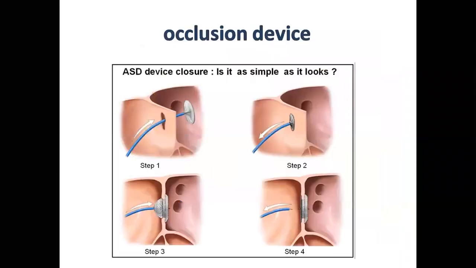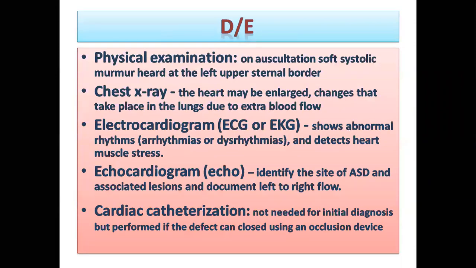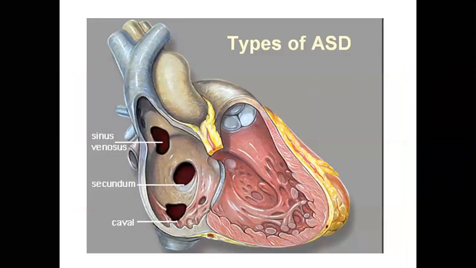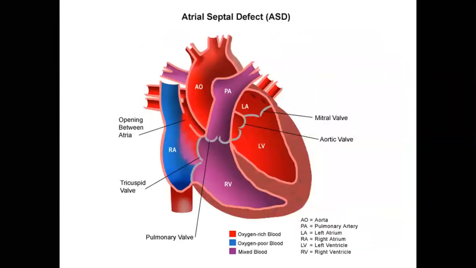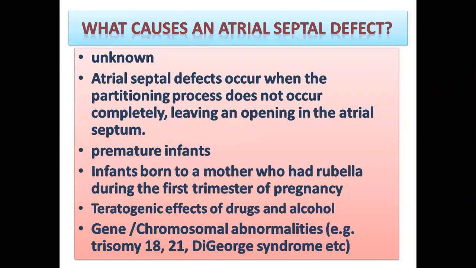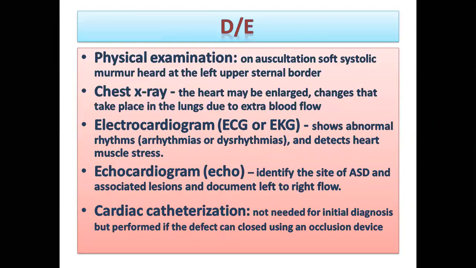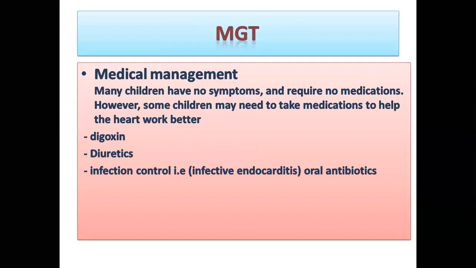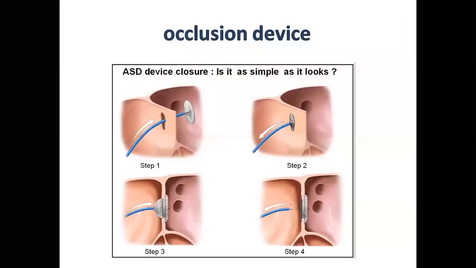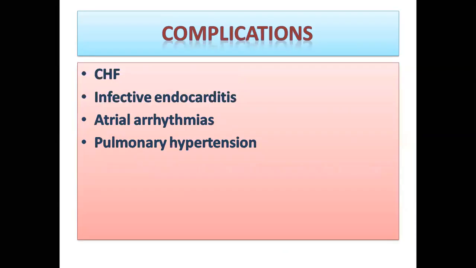So in today's class we saw atrial septal defect: what atrial septal defect is, the types, the causes, then signs and symptoms, diagnostic evaluation, management, medical and surgical, as well as complications. Over this concept, first and foremost, we want to look at the nursing management. In common, we'll discuss it for congenital heart defects.